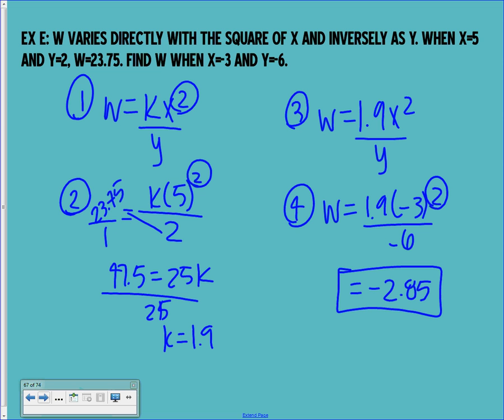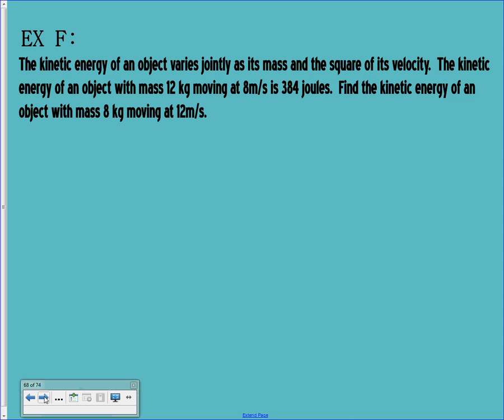Okay, so let's go ahead and try another example. Example F, the kinetic energy of an object varies jointly as its mass and the square of its velocity. So maybe I'll use E for energy, varies jointly. I never saw the word inversely, so that must mean everything is multiplication, as the mass, so m, and the square of its velocity, so v squared. Okay, so there's my step 1. Step 2, I'm going to try and find my k.